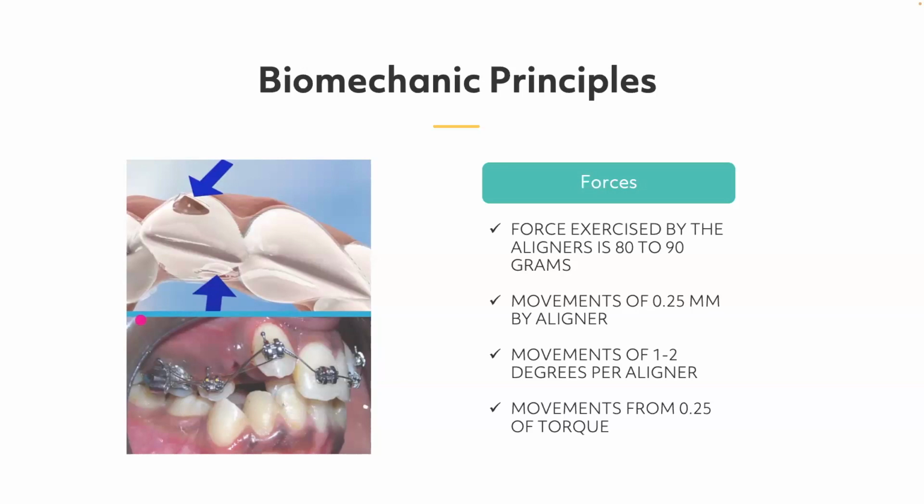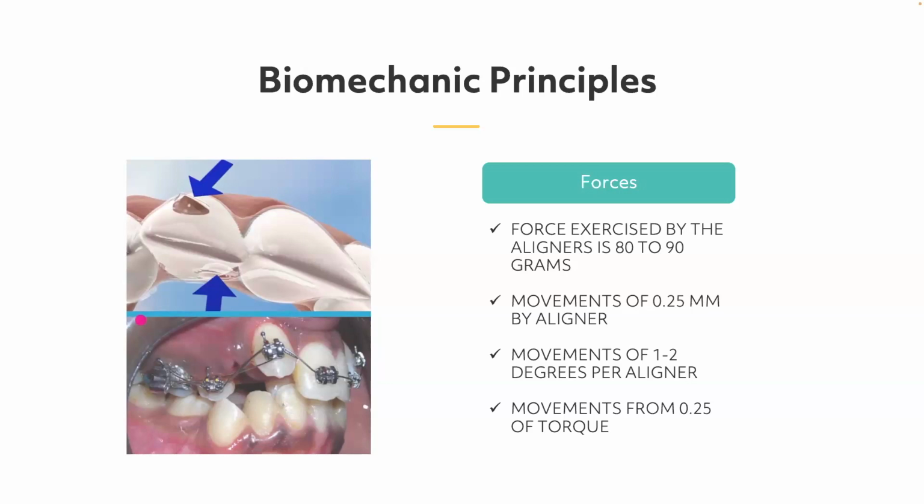And if we talk about forces, the aligner creates a force of 80 to 90 grams per aligner, which is more force than the brackets and wires do. That means the treatment plan can be reduced.